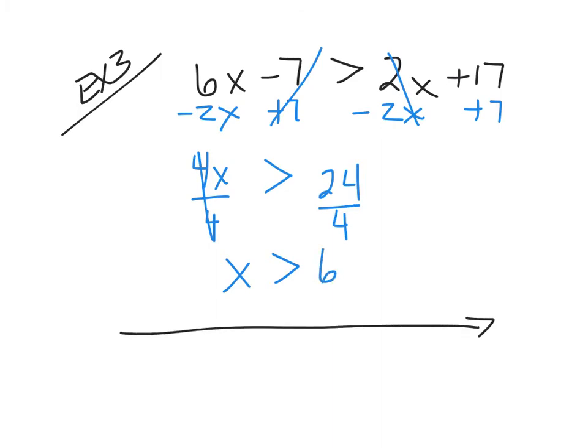Then to graph this, it's an open circle because it's greater than, not greater than or equal to. And then all of x is greater than 6, so we're going to go this direction. Oh, I forgot to label. Make sure you label this so that I know what you're doing here. All right, let's look at example 4.